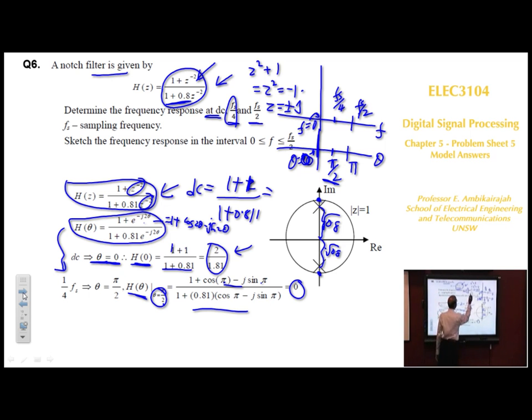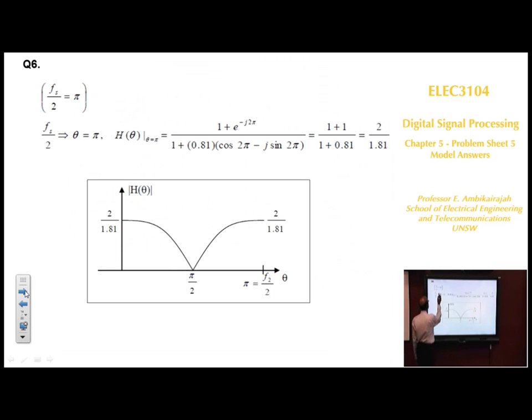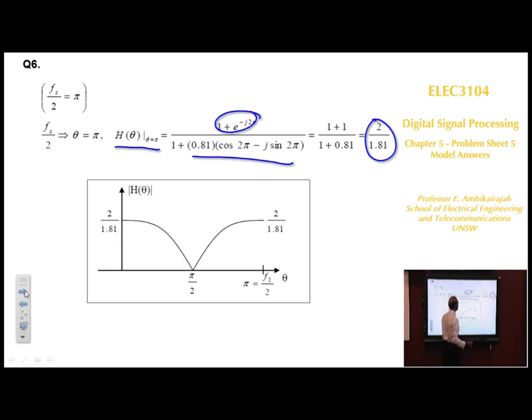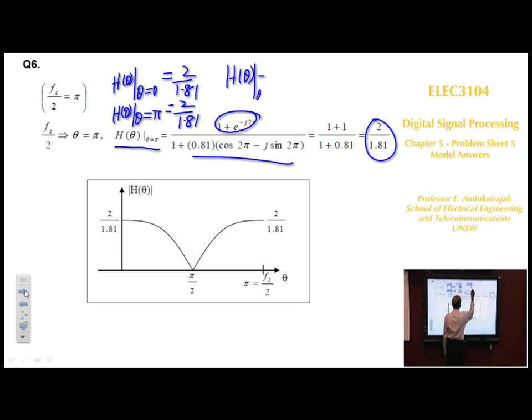Anyway, next part is at theta equal to pi. So go to the next page. You find at theta equal to pi, what's the value? Same thing, you substitute same as what you did before. You get 2 over 1.81. So what's interesting is H of theta at theta equal to 0 is also 2 over 1.81. H of theta at theta equal to pi is also 2 over 1.81. But H of theta at theta equal to pi over 2 is 0.